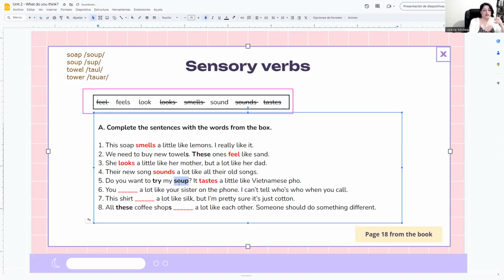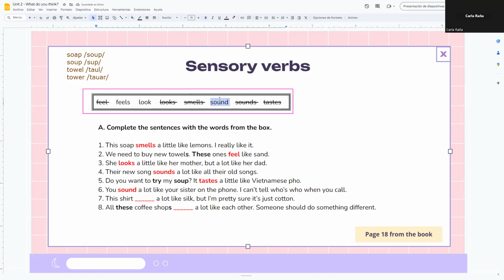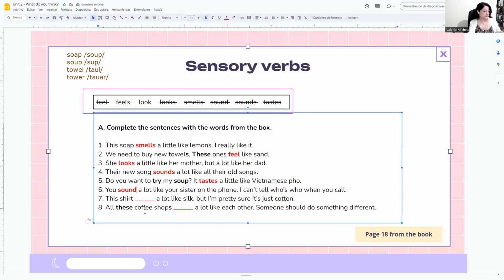Don't forget the pronunciation. You like your sister on the phone, I can't tell who's who when you call. You sound. Why? Because we're talking about when you make a call. You cannot differentiate who's speaking. Now I have a question. Why don't we use an S at the end of the verb here? The second person. Right. So we are not talking about he, she, or it. We're talking about the second person, you. So yeah, no S at the end.